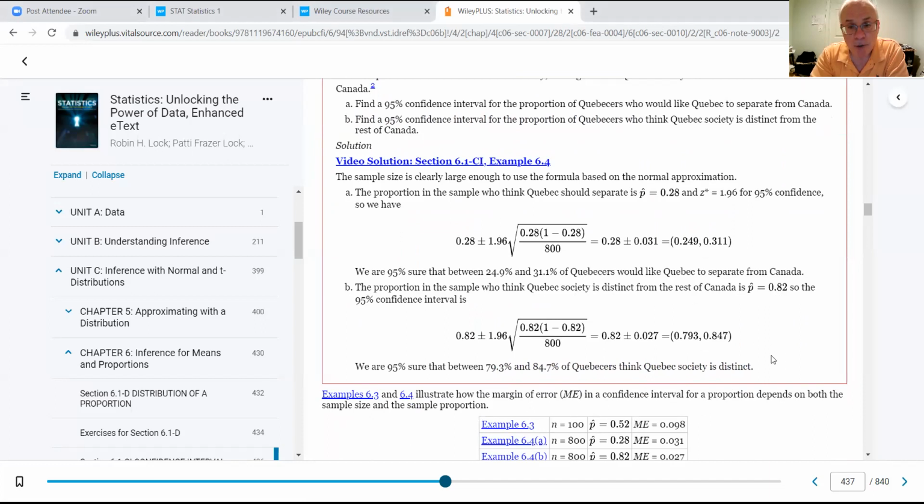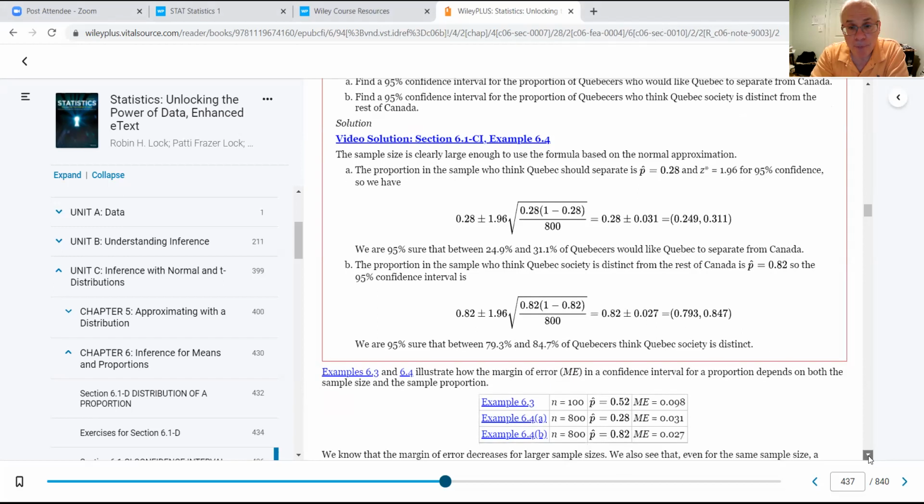And by the way, here's the confidence interval, and we just do those same steps again, right? In this case, we're 95% sure that the true population proportion is somewhere in between these two proportions.